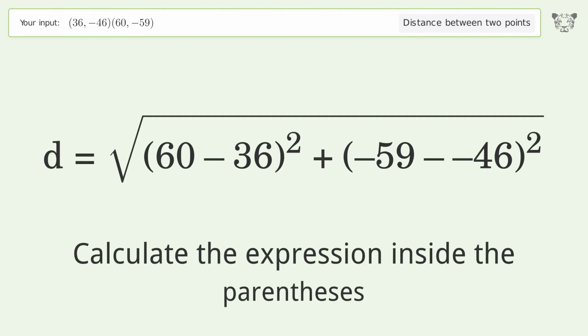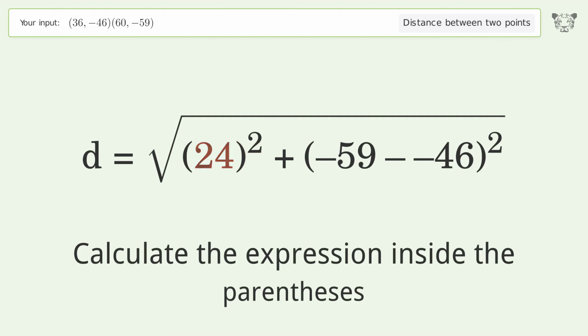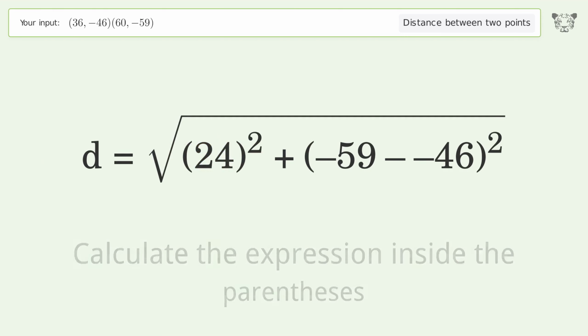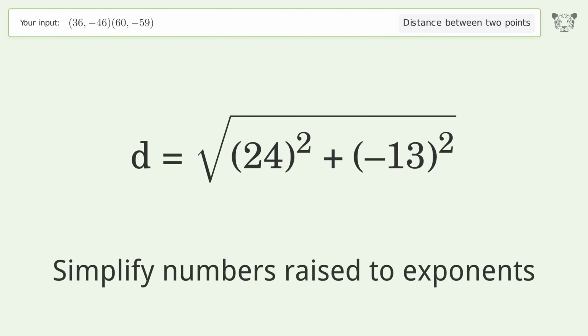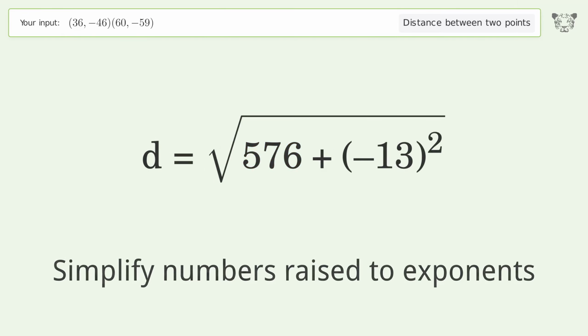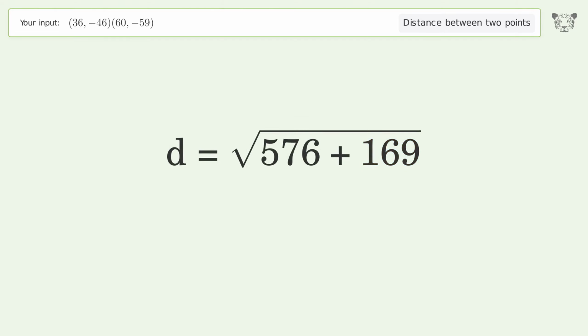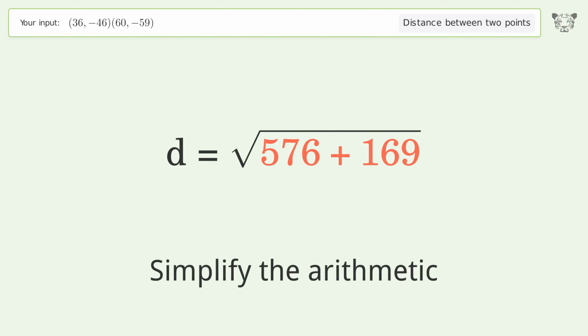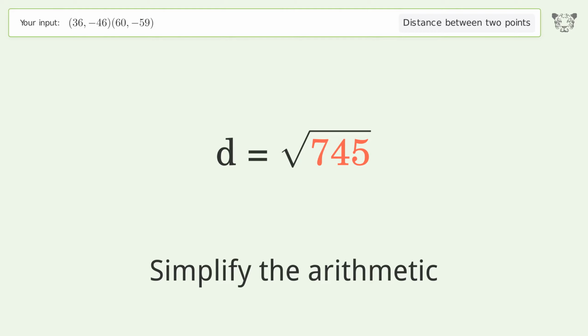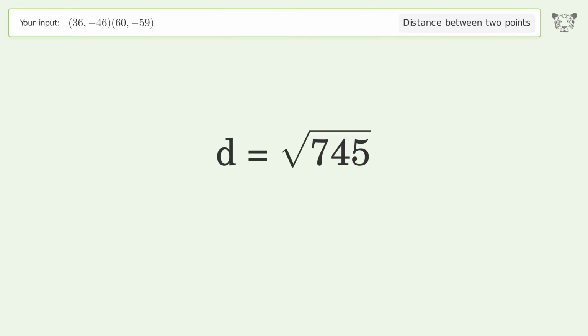Calculate the expression inside the parentheses. Simplify numbers raised to exponents. Simplify the arithmetic. And so the distance between the 2 points is the square root of 745, or 27.295.